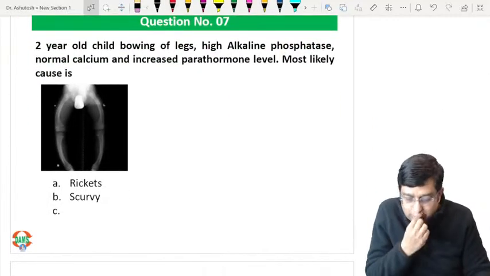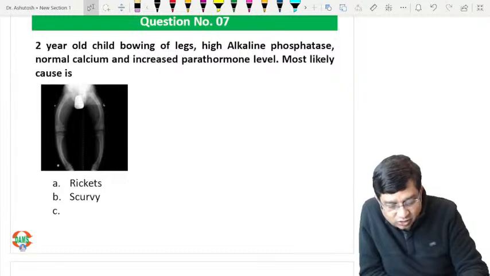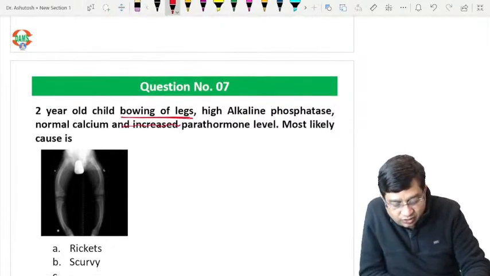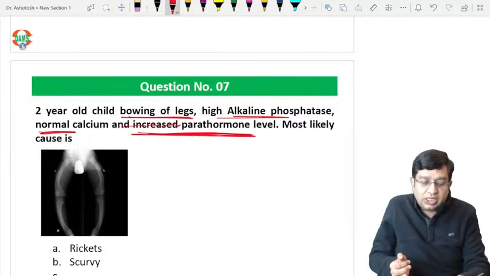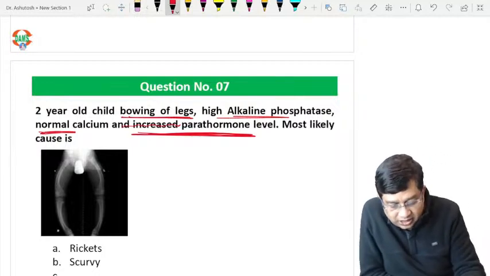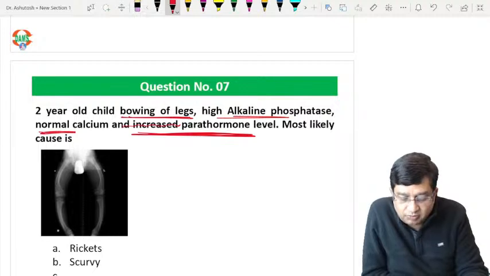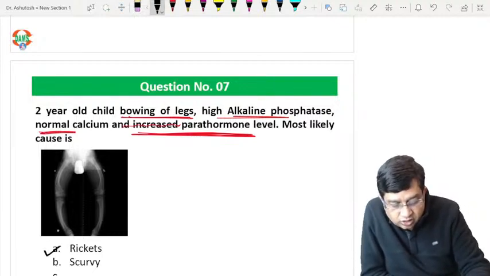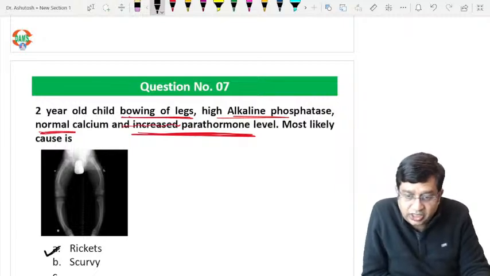राइट. 2-year चाइल्ड है, बोइंग ऑफ द लेग्स है, हाई एल्कलाइन फॉस्फेटेस है, नॉर्मल कैल्शियम है और इंक्रीज PTH है. मोस्ट लाइकली डायग्नोसिस? The diagnosis should be in the favor of Rickets. और एक एक्सरे था जिसमें बोइंग ऑफ लेग्स है.